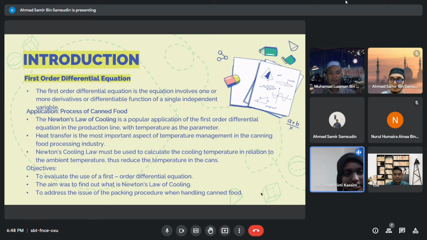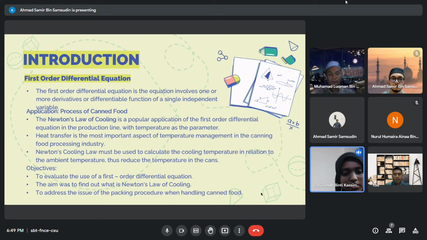Okay, for the introduction, the first order differential equation is an equation involving one or more derivatives of a differentiable function of a single independent variable. The application that we use for the first order differential equation is the process of canned food using Newton's law of cooling. Newton's law of cooling is a popular application of the first order differential equation in the production line with temperature as the parameter.